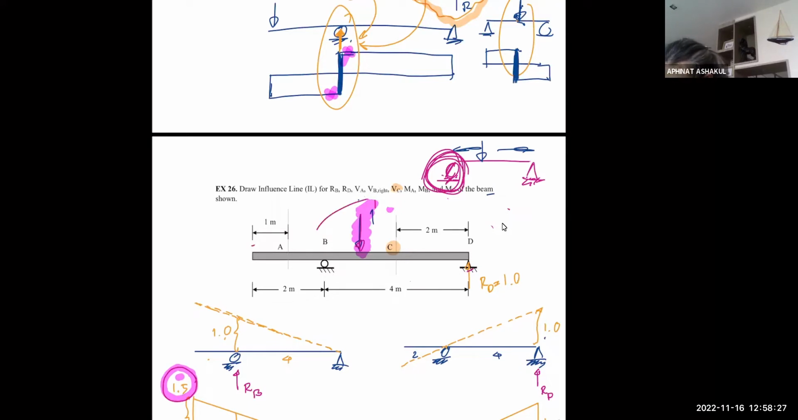When I apply the unit load here, if it's somewhere around here, it's going to create positive moment because you now have a simple beam, just like this picture, right? So it has to be positive moment.